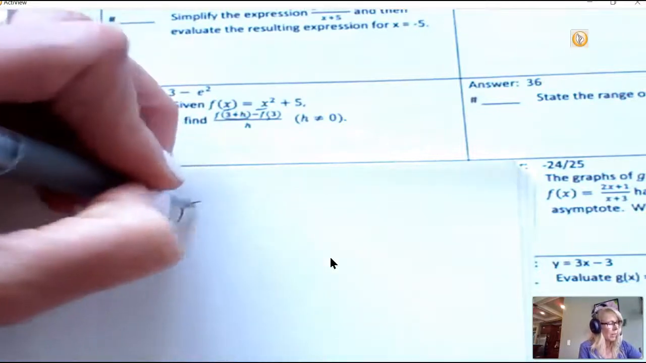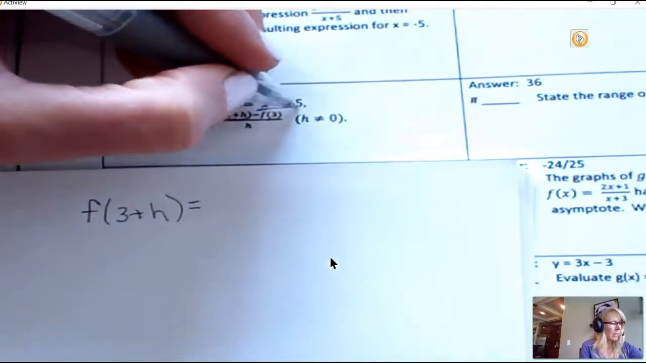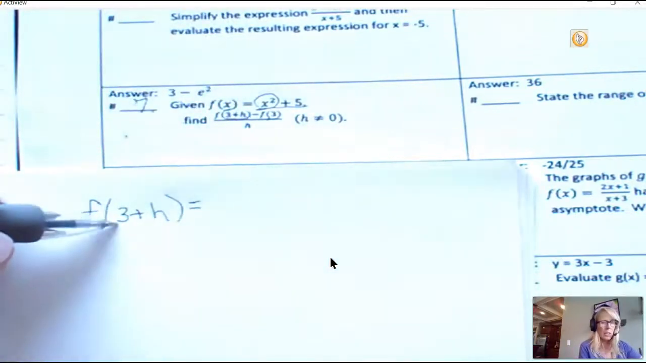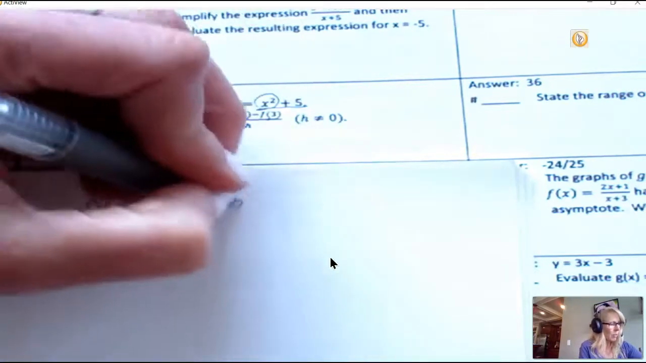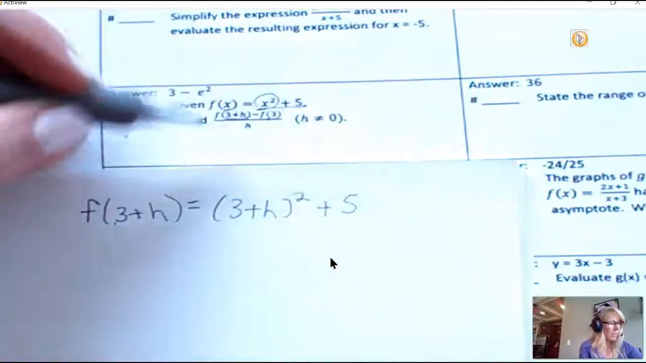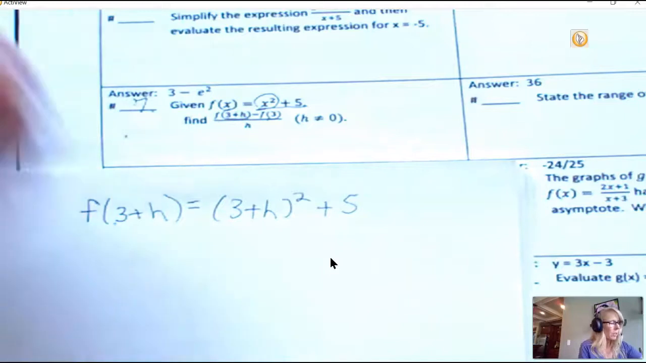And I want you to think about that. Again, look, here's where f of x is. So everywhere I see an x, I plug in 3 plus h. So that means I have 3 plus h squared plus 5. I just plugged in the x value of 3 plus h. Now I do need to kind of complete this.